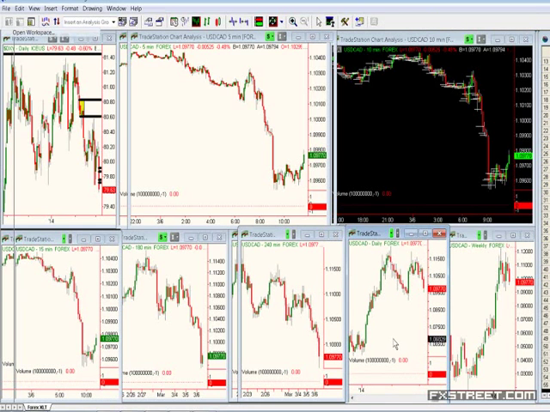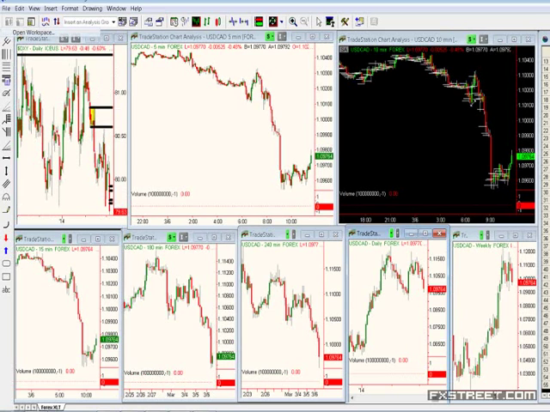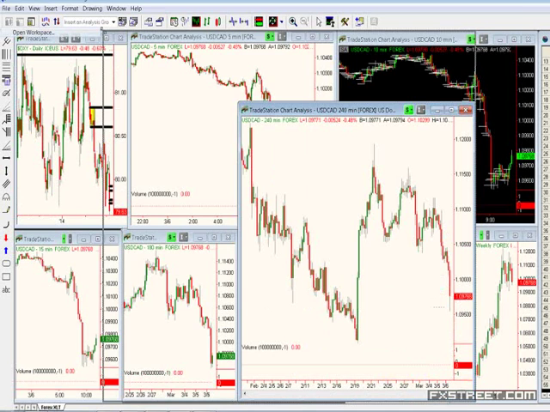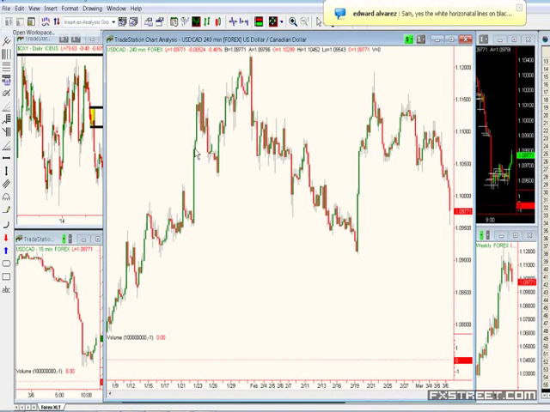Dollar Canadian. So here's our somewhat larger time frame view.